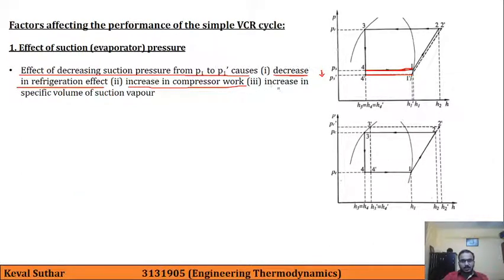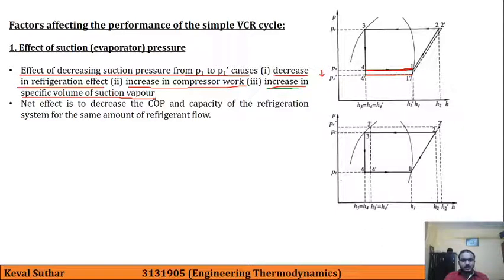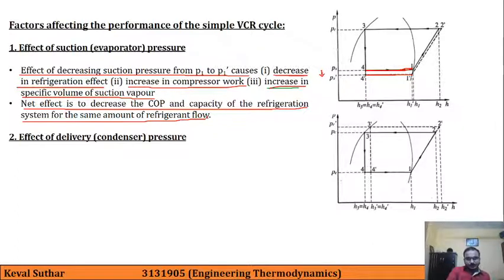and there is an increase in the specific volume of suction vapor. So because of this, the net effect is to reduce the COP and capacity of refrigeration system for the same amount of refrigeration flow. So the conclusion is here that as we reduce the evaporator pressure, it will reduce the performance of cycle.